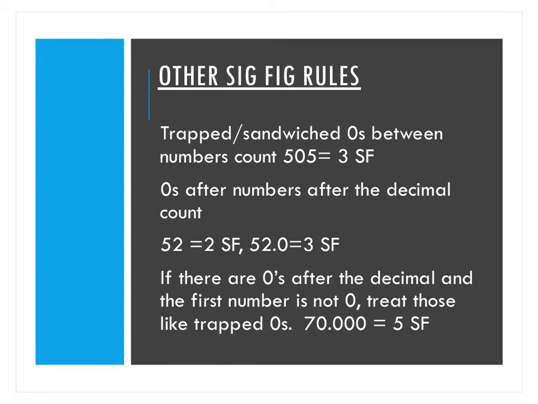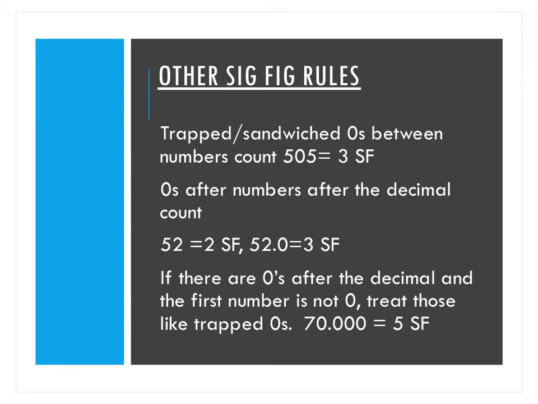So, a few harder rules. Zeros are the hardest for sure. Trapped or sandwiched zeros between numbers count. So 505: the two 5s are known for sure, but that 0 had to be measured. That means it was between 500 and 510. So that would count, 3 sig figs. It's in the middle, so sandwiched or trapped zeros count.